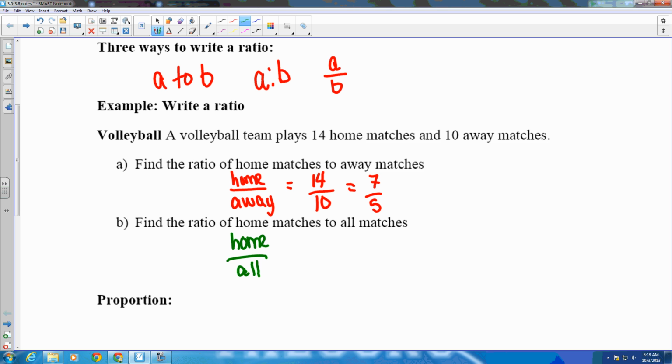Ratio of home to all. Well, the home is still 14 on top, and for all we need to add up the home and away, so all is 24, and still need to simplify. It goes down to 7/12.